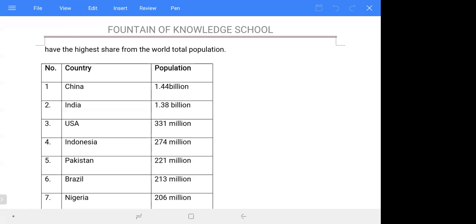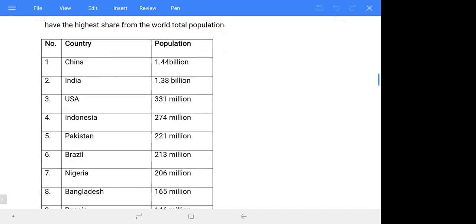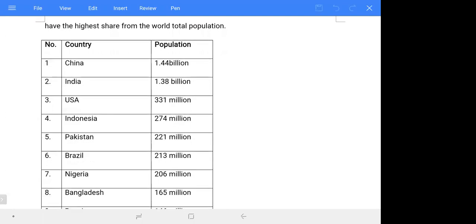And USA is the third most populous with a total number of 331 million. But for China and India, it's billions. China, 1.44 billion. India, 1.38 billion. When you come to USA, it is 331 million. Then Indonesia, Pakistan, then Brazil, and from Africa, the seventh is Nigeria, with 206 million.